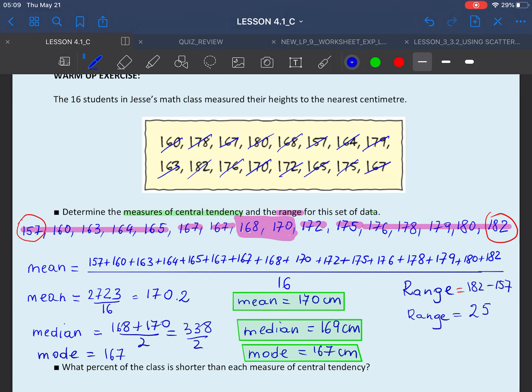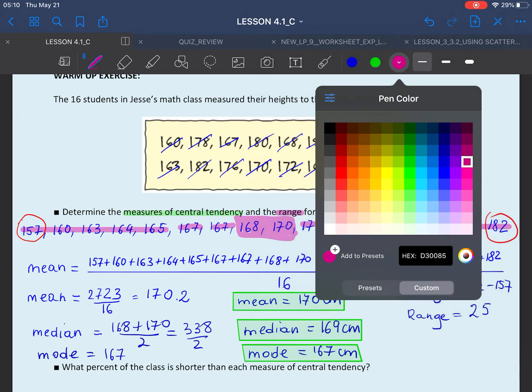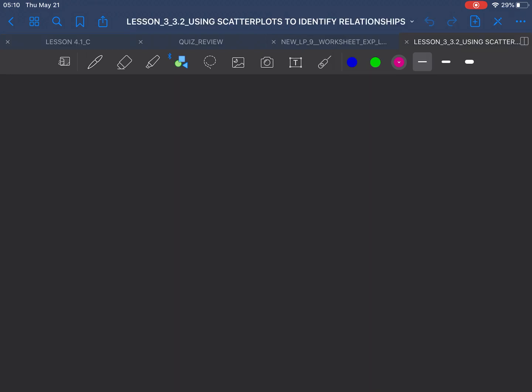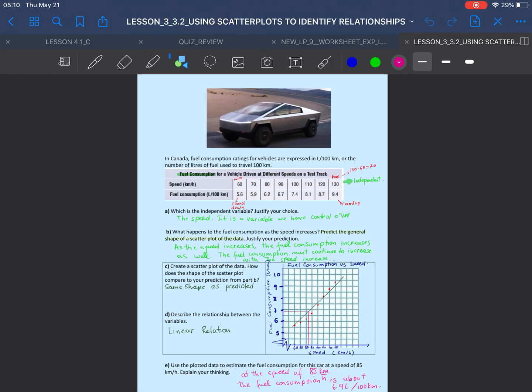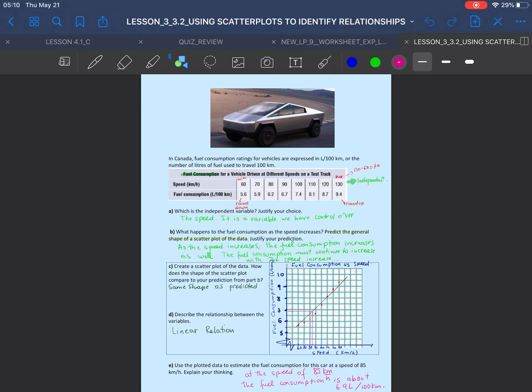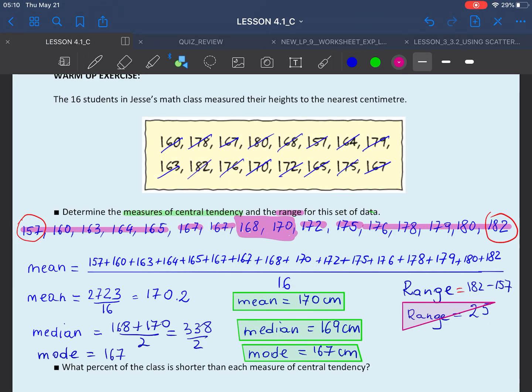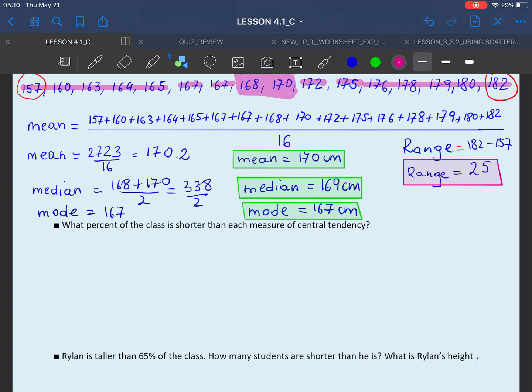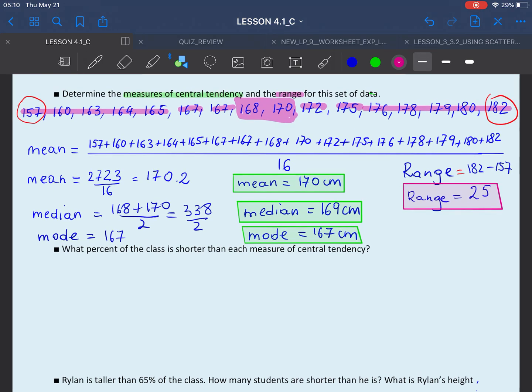Okay, so in other words, our data are a maximum of 25 units apart from each other. Okay, perfect. So, the next question is asking what percent of class is shorter than each measure of central tendency.